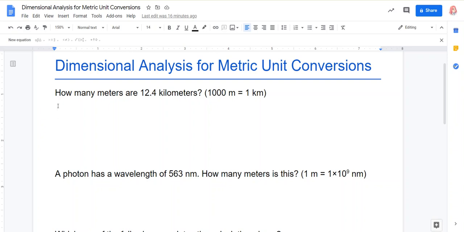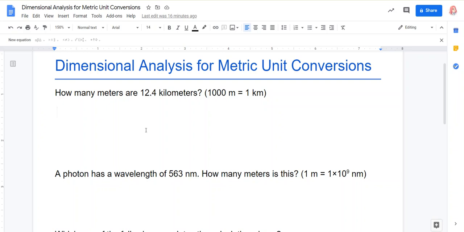In this video, I'm going to cover how to use dimensional analysis for metric unit conversions. So my first example here is asking how many meters are in 12.4 kilometers. So we want to change from kilometers into meters. And in order to do that, you got to know how many meters are in a kilometer. So that conversion factor is given here.